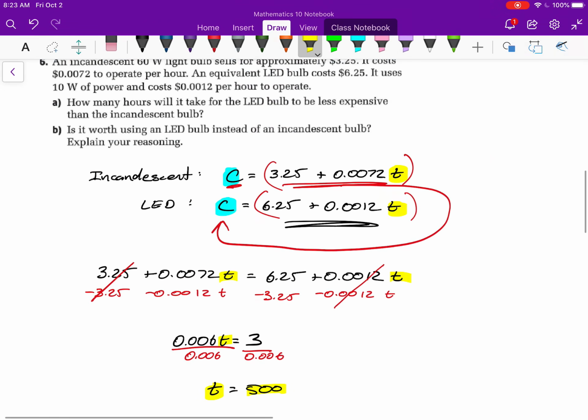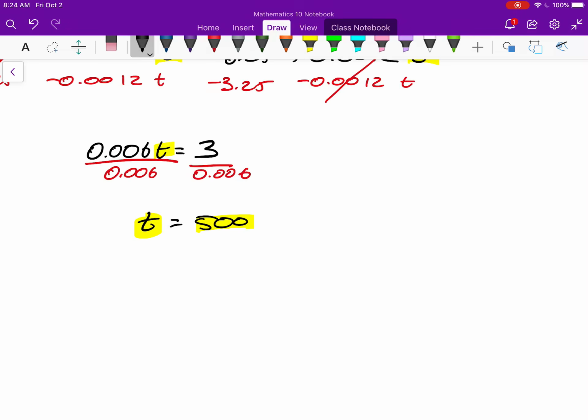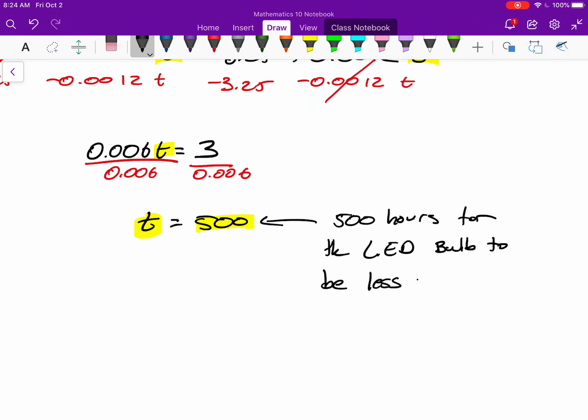But the question was asking, how many hours will it take for the LED bulb to be less expensive? Well, keep in mind, right from the start, I can see the LED bulb costs more. So I know if I just buy these two bulbs and I don't use them, yeah, the incandescent bulb is cheaper. But over time, eventually, the LED bulb must become the better deal because it's cheaper to operate if we use it enough. And that's what we've discovered here. 500 hours is the number of hours. So 500 hours for the LED bulb to become a better deal, or be less expensive overall.